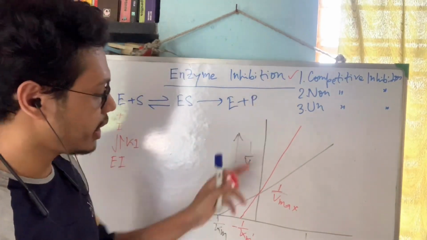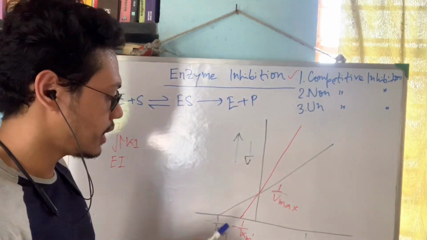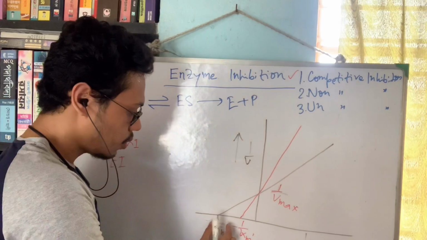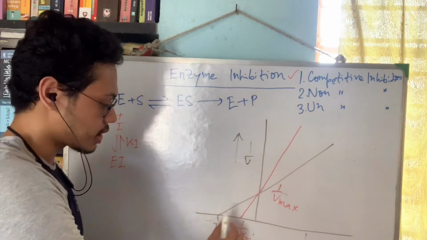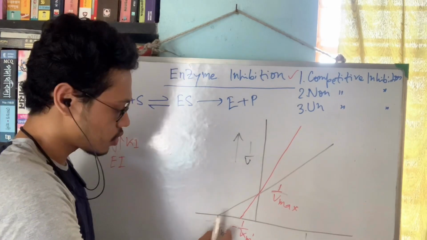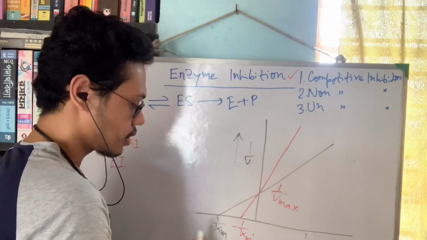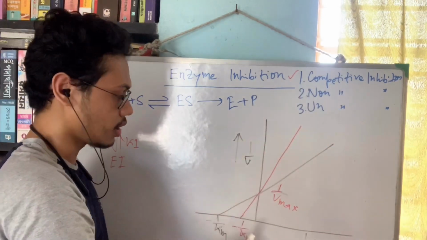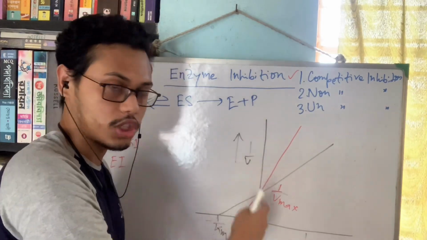So in case of competitive inhibition, what will be the change in the Km value? Here the 1 by Km value decreased, because 1 by Km was at first there, and after that it reached there. So 1 by Km value decreased, so Km value increased. Km value increased and the 1 by Vmax value remains unchanged in competitive inhibition. Okay, this is competitive inhibition and this is the curve of the competitive inhibition procedure.